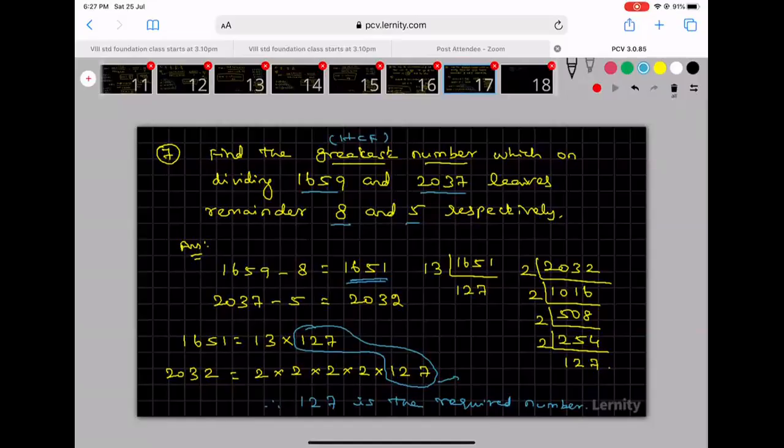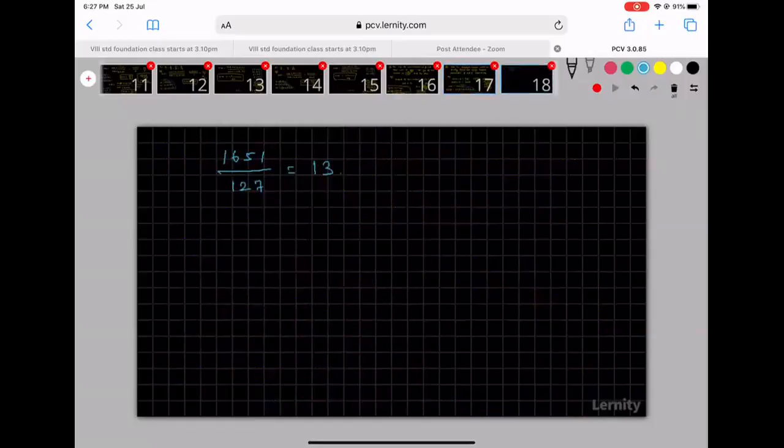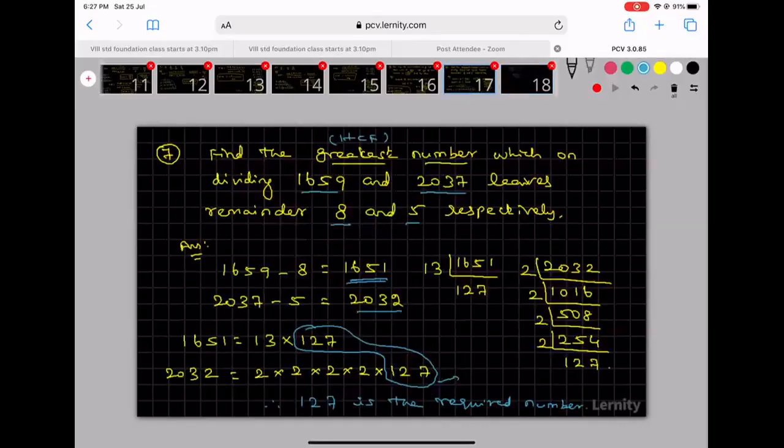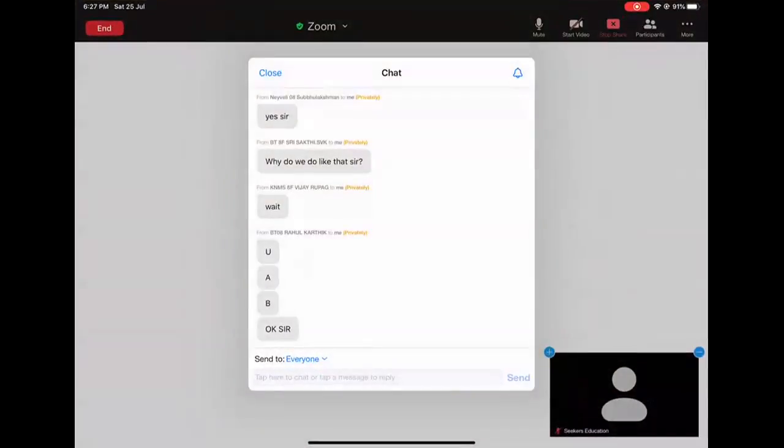This is the concept. Here you have 2032. If you divide 2032 with 127, I will get 16 without remainder. If you have plus 5, then the remainder is 5 only. Are you able to understand now?